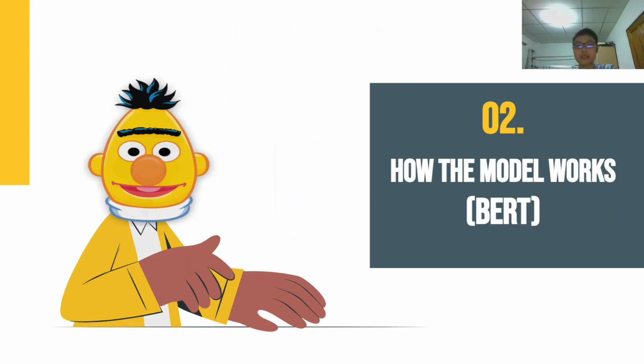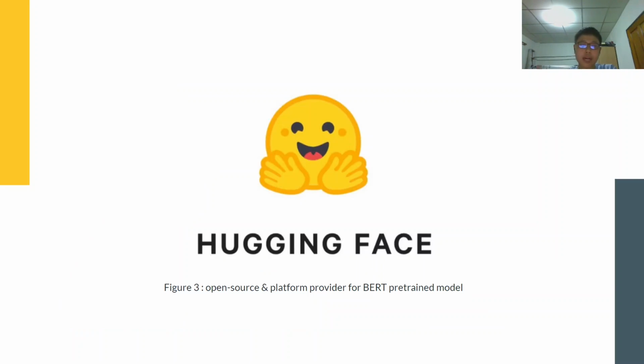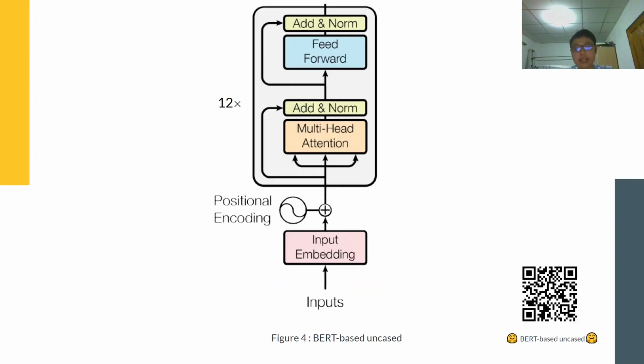Now, the main part is how the BERT model works. First of all, thank you to the Hugging Face platform that provides the pre-trained BERT model. This platform is really good. They provide a lot of pre-trained models based on the transformer and BERT architecture, and I really recommend you explore it by yourself. Here is the pre-trained model I use. It is called BERT base cased, and if you want more information about it, you can scan the QR code.